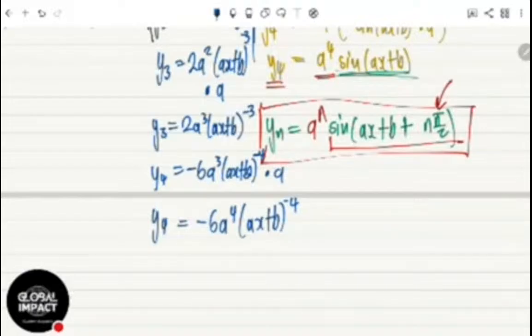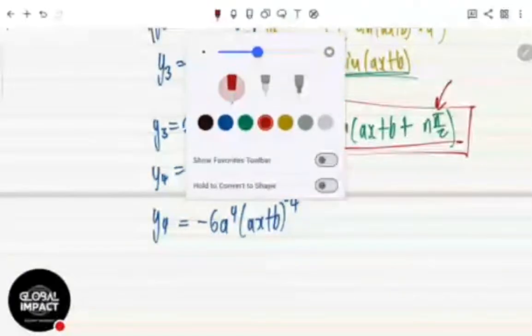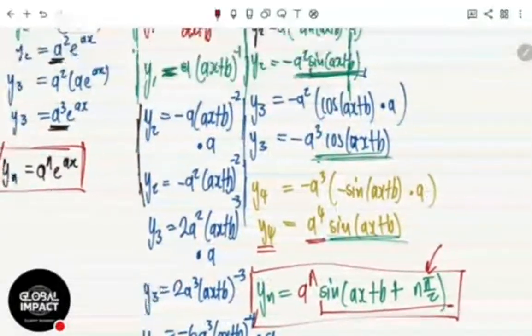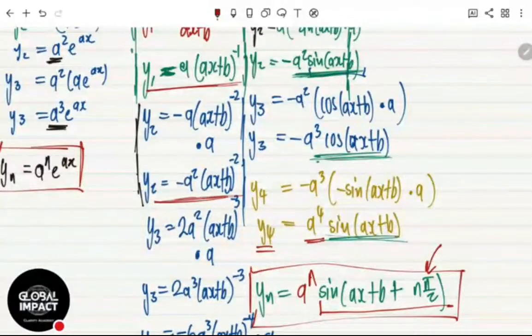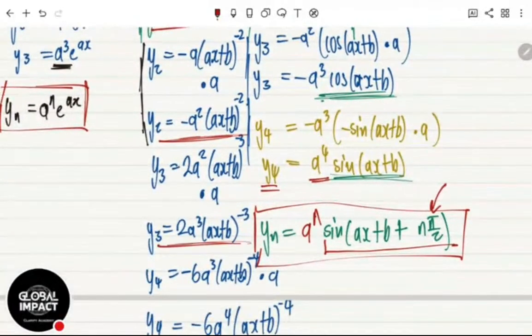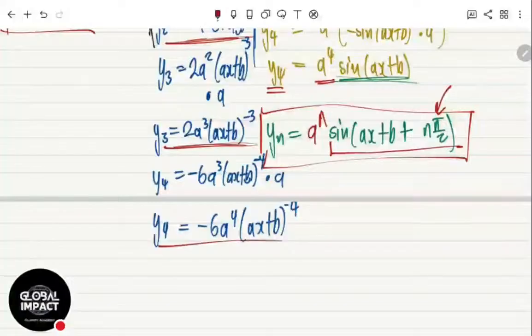Right. Now let's analyze our derivatives and see if we have a trend that we can see. Here is my y1. Here is my y2, the final one. Here is my y3. And then here is my y4. How do I get yn? What is it equal to?